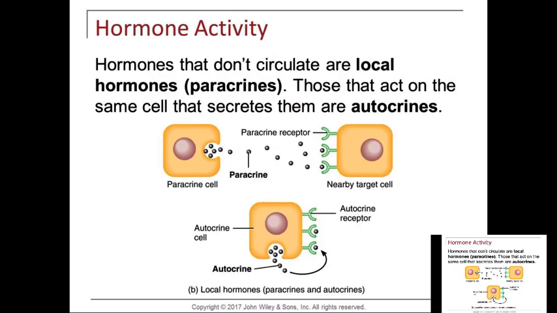into the receptor of that target cell. Now, hormones that don't circulate are considered local hormones or paracrines. Those that act on the same cell that secretes them are autocrines, and that's kind of interesting. So you can see on the bottom, the autocrine cell is releasing a hormone and it's acting on itself. That's pretty cool. We'll see how that can get involved with osteoporosis and trying to protect the bone cell from breaking down using a hormone called osteoprotegerin, which acts as a decoy.